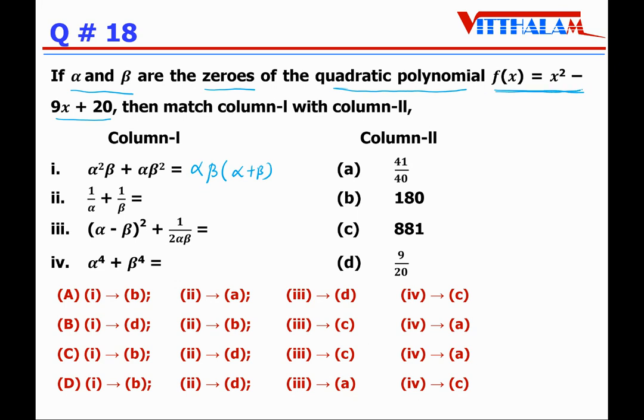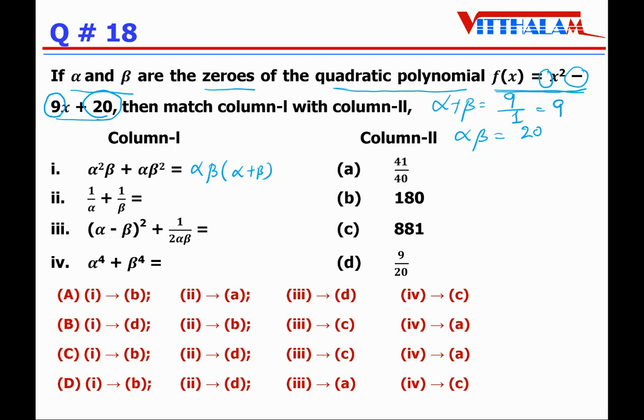Now if this is the quadratic polynomial, then we know the relationship between zeros and the coefficient for quadratic polynomial. Sum of zeros, that is alpha plus beta, equals minus b by a. B is the coefficient of x, so it is minus 9. Here it is minus sign, so it is minus b, means plus 9, by a. A is x square coefficient, that is 1. So alpha plus beta equals 9. And product of zeros, alpha into beta, equals c by a, where c is the constant, 20, by a. A is 1, so alpha beta equals 20.